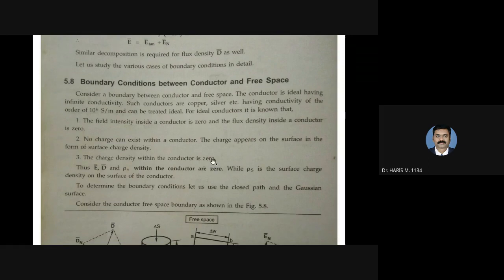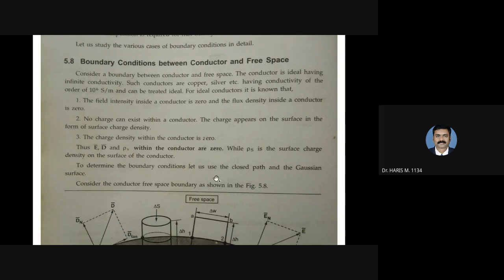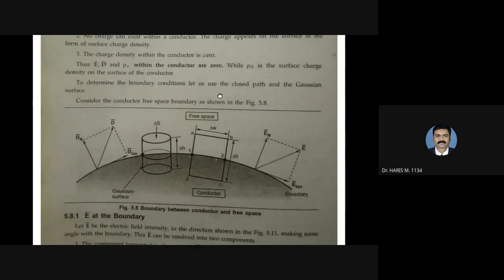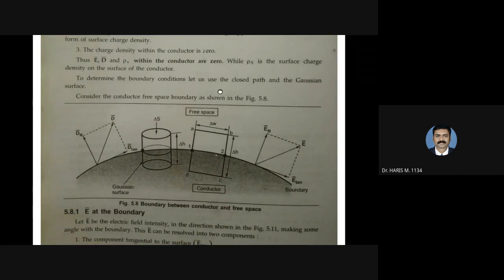First we will see the boundary conditions between a conductor and free space. For studying this, you might have to draw this particular picture. I'll give you some 2 minutes time. Try to draw this picture in your notes. Draw the picture very carefully.